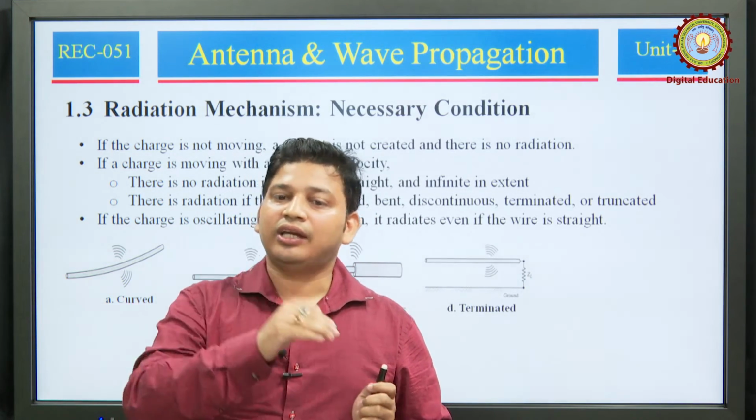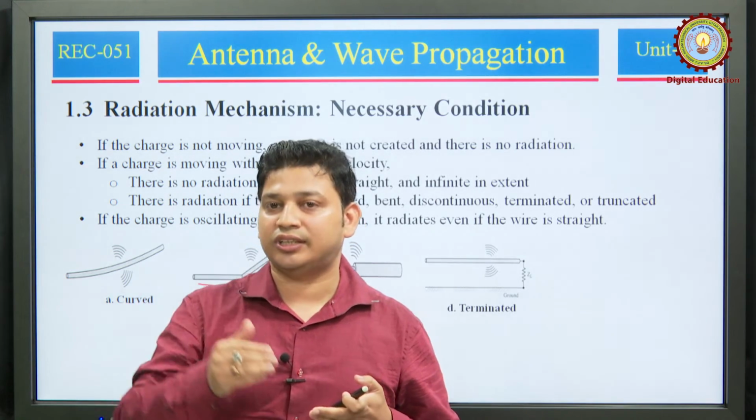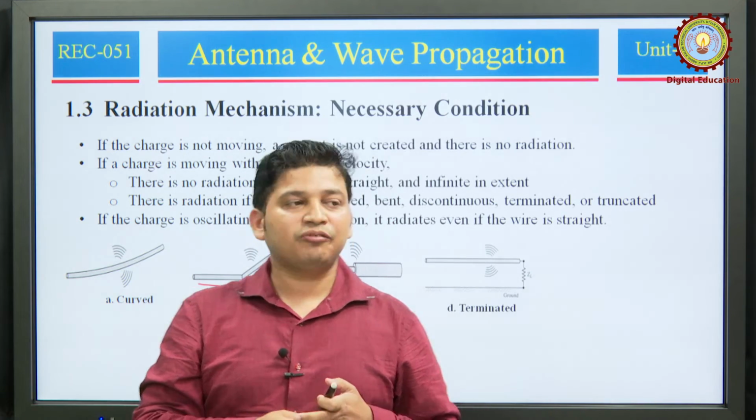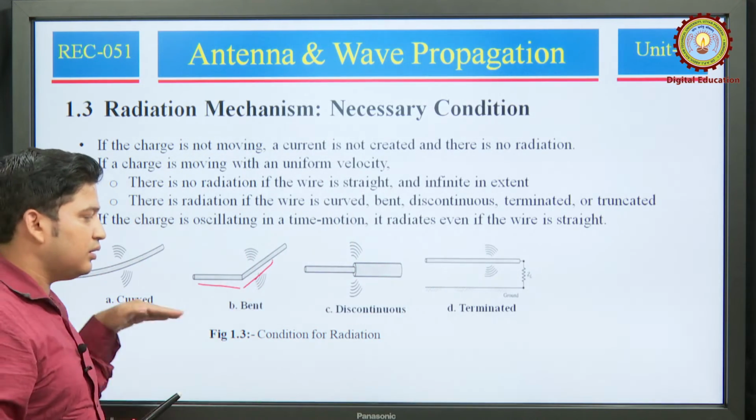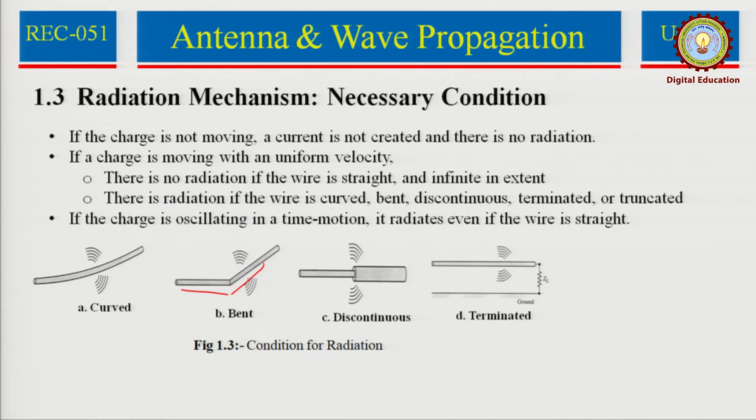And if the wire is straight, even then there is a radiation because of this oscillation of the charged particle, but if there is a discontinuity like this, and the charge is moving with uniform velocity, there must be radiation. So, these are the basic 3 conditions to have radiation in an antenna.